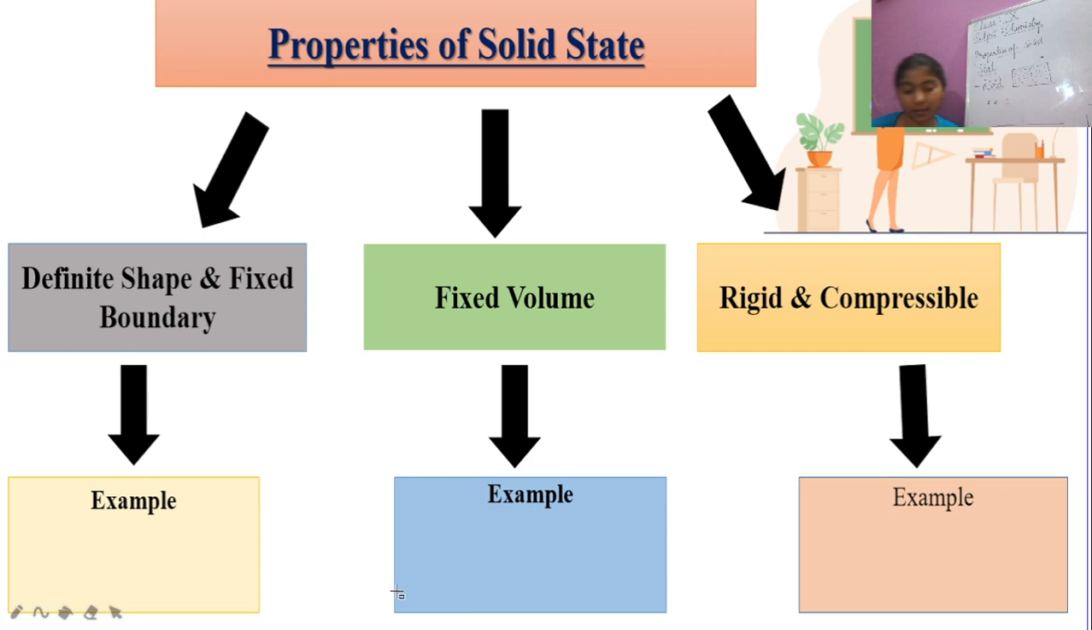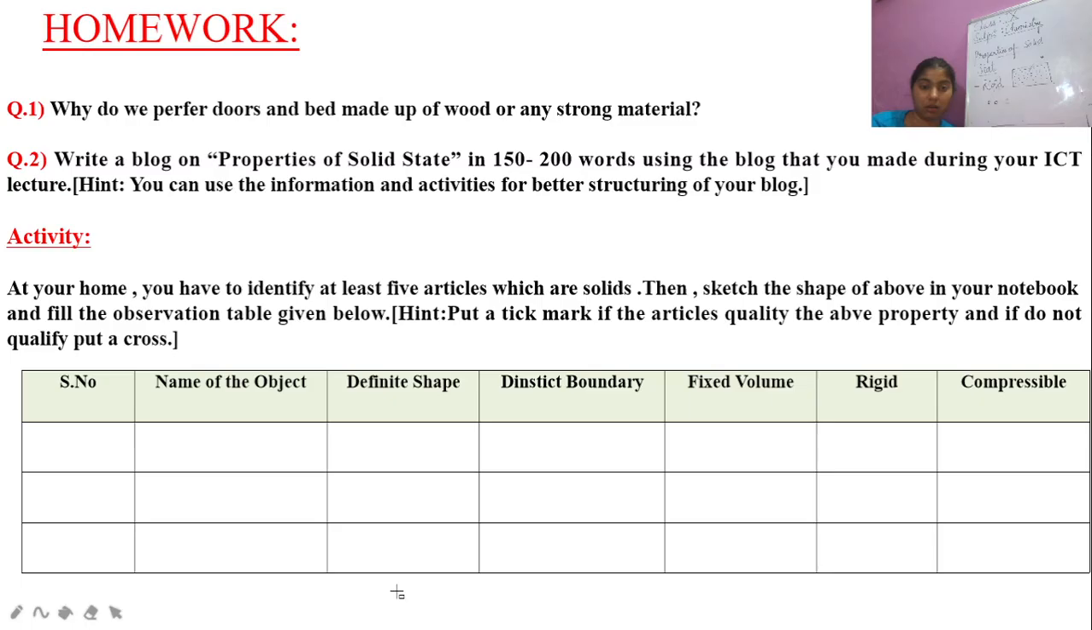Okay students, so these are the two homework questions. Why do we prefer doors and beds made of wood or any strong material? You have to give me the answer. You have to write it down in a blog on properties of states of matter, solid state, in 150 to 200 words. You have to use the ideas from the activities we have performed. You can use them in the blog only.